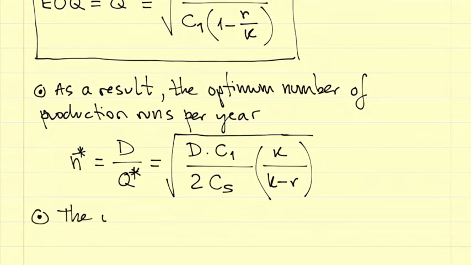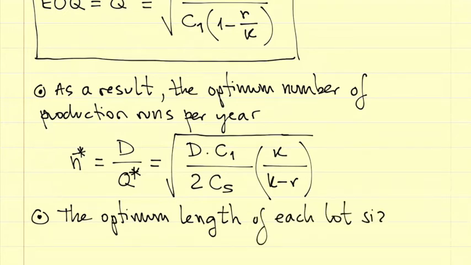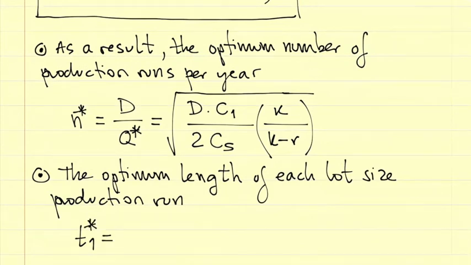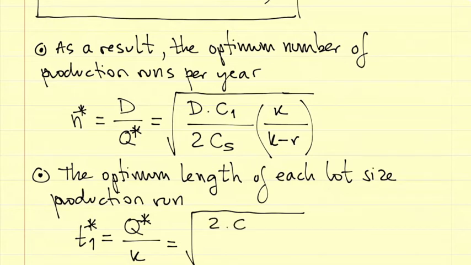The optimum length of each lot size production run, T sub 1 star, equals Q star divided by K, and this is equal to 2 times CS divided by C1 times K minus R.